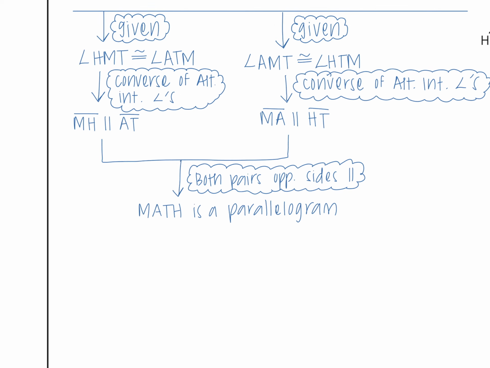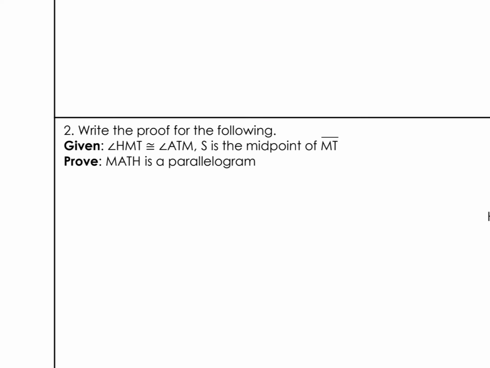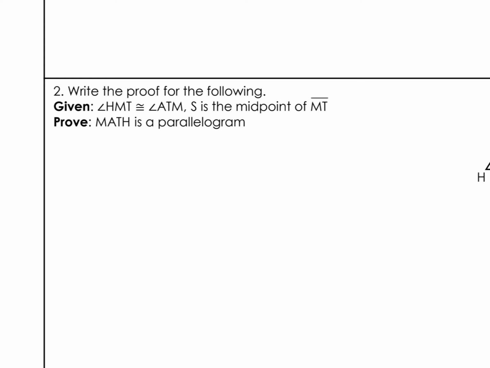Now let's look at number two and see what we have here. Looking at number two, the first thing we are given is angle HMT is congruent to angle ATM. And the second one is that S is the midpoint of MT. So starting off, I'm going to draw my line here, and then I'm going to copy down my givens. Then we can look at the picture to see what exactly it is they are giving us.